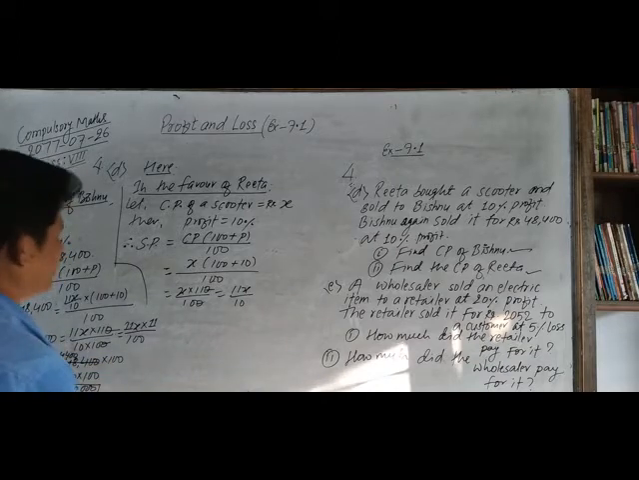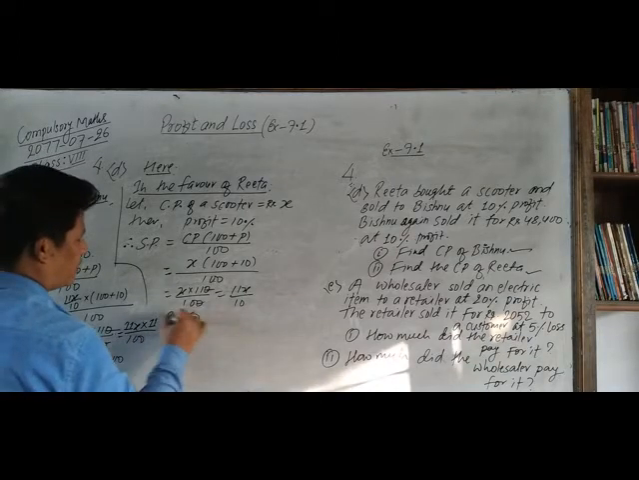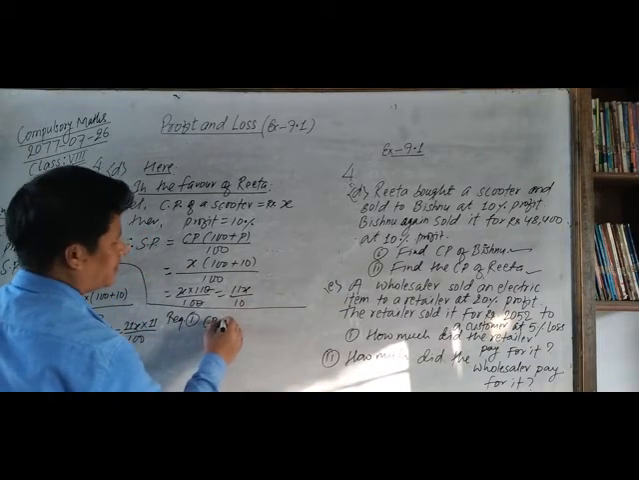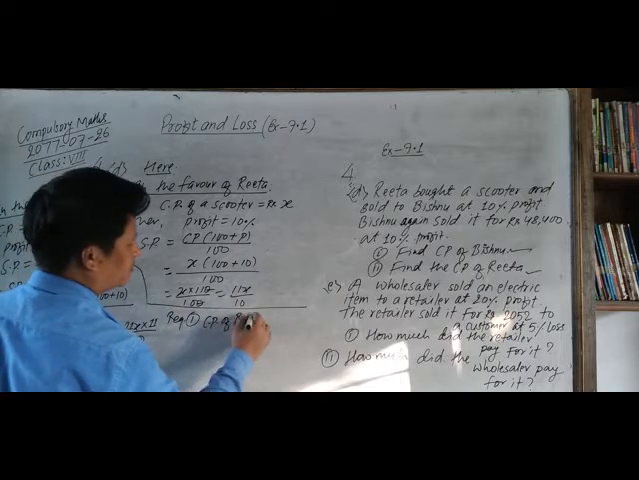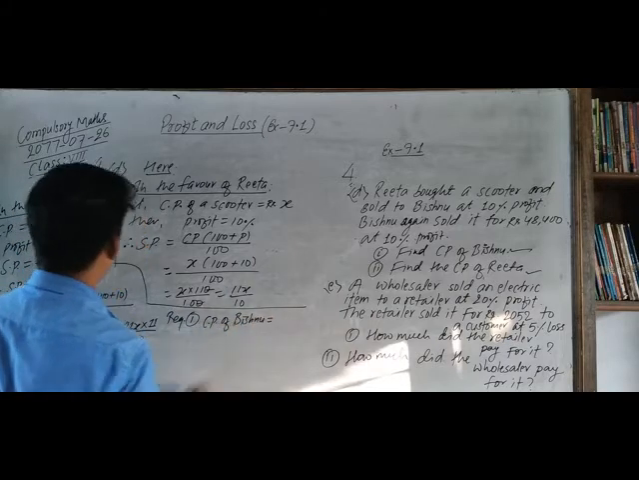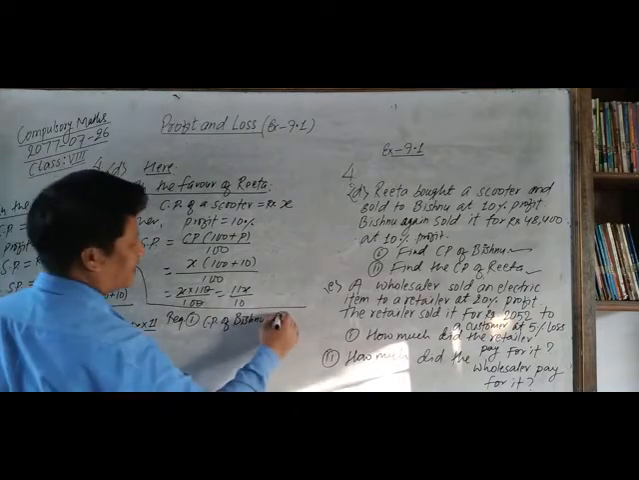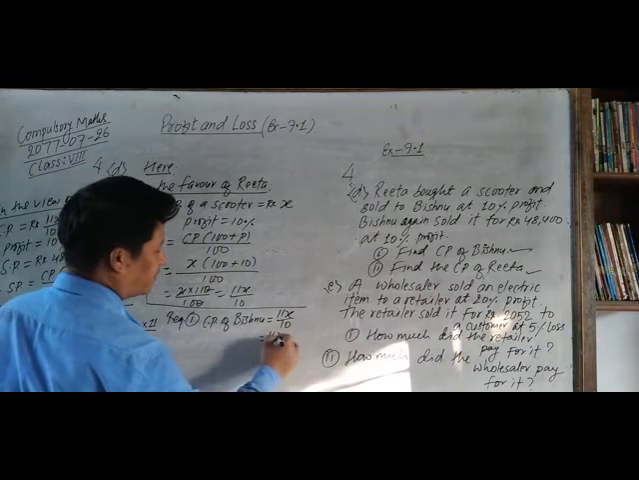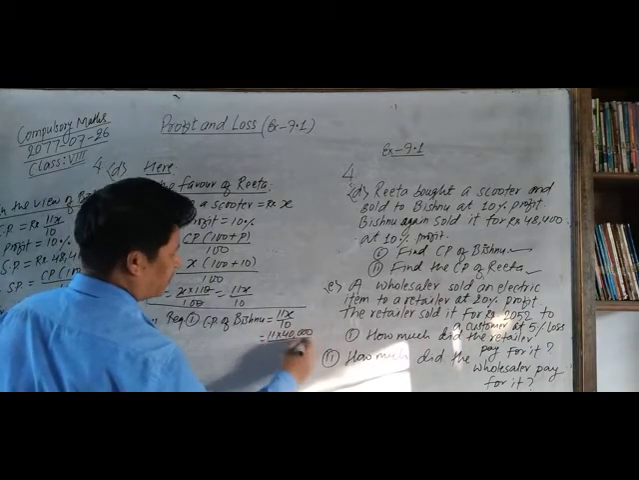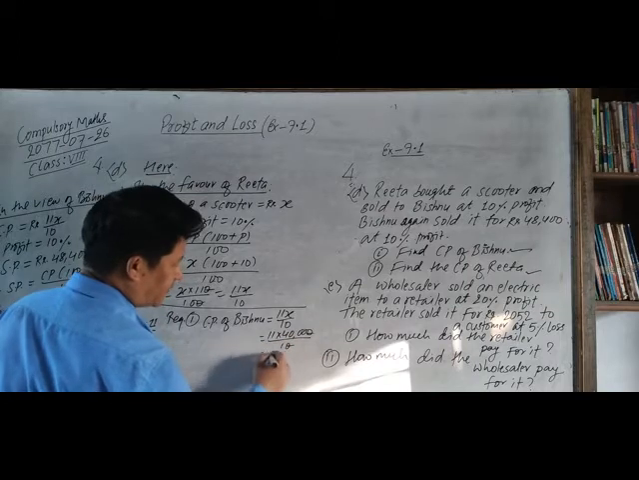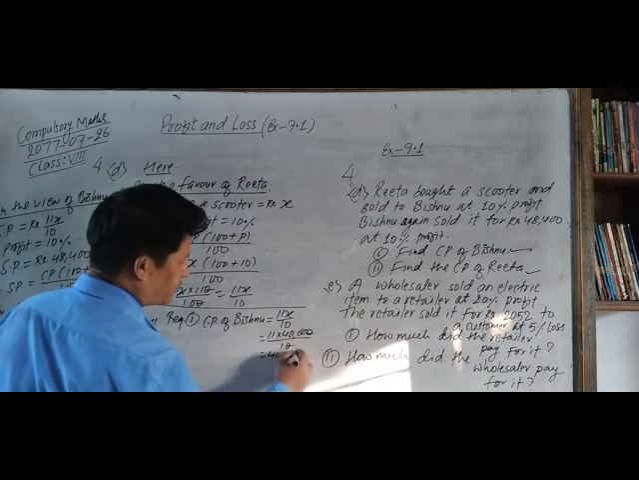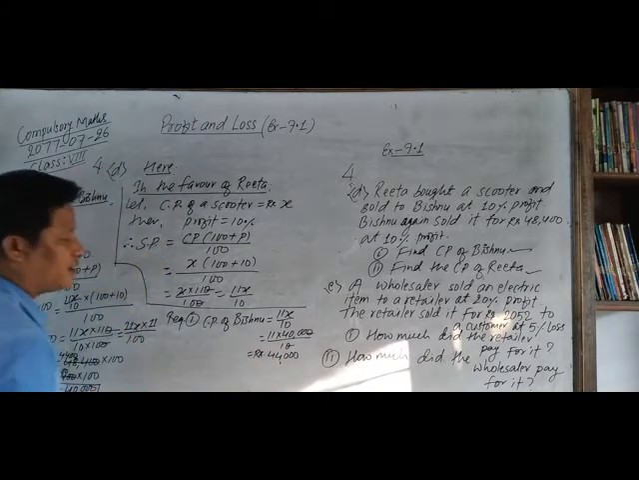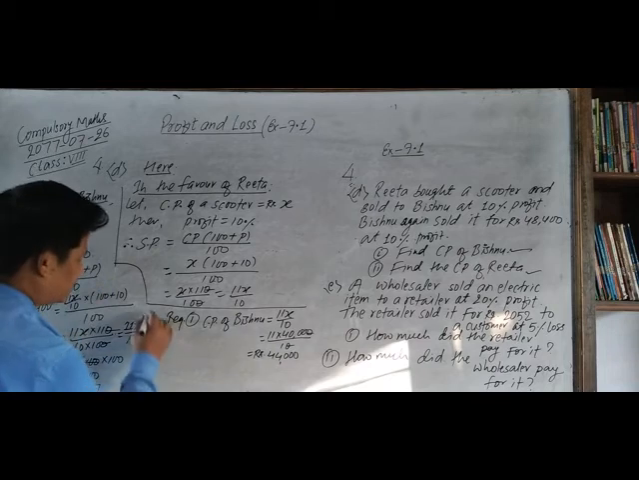Now the required part: find the CP of Vishnu. The cost price for Vishnu is 11x by 10. We have the value of x, that is 40,000. So 11 into 40,000 whole divided by 10. The zeros cancel, and 11 fours are 44, so 44,000. 44,000 is the cost price for Vishnu.